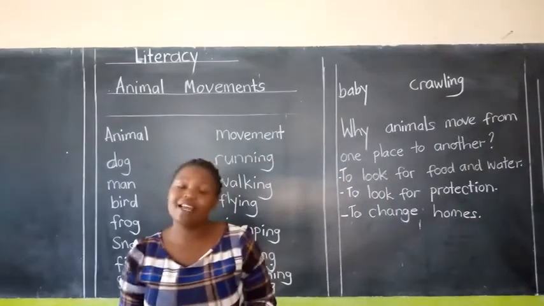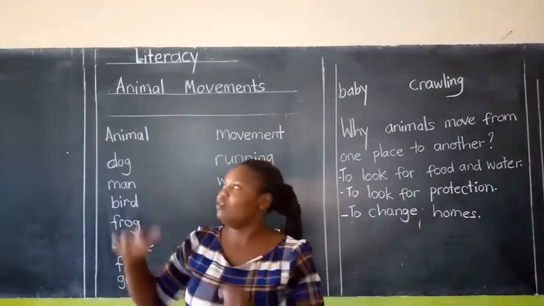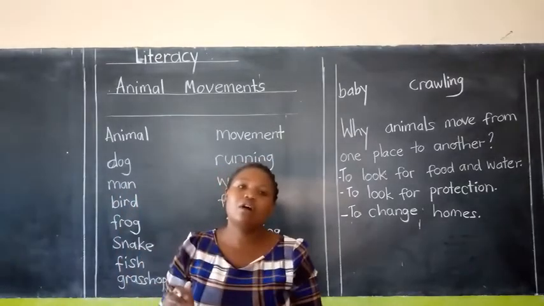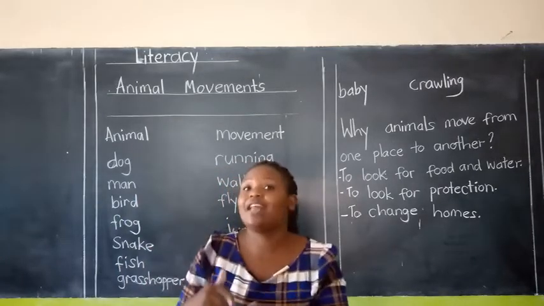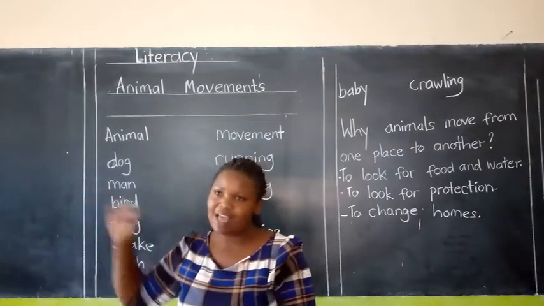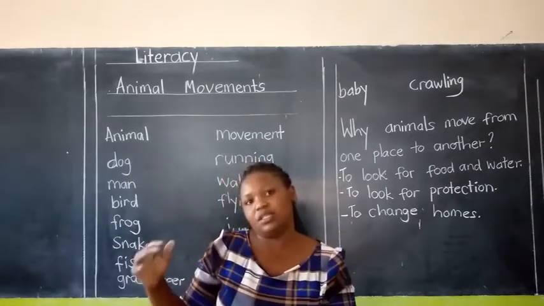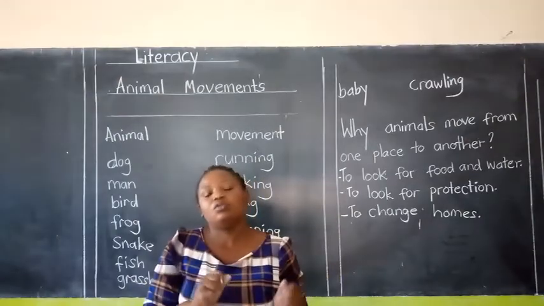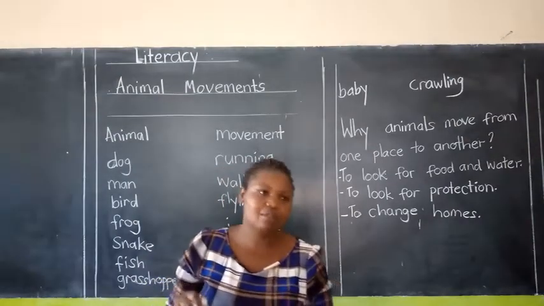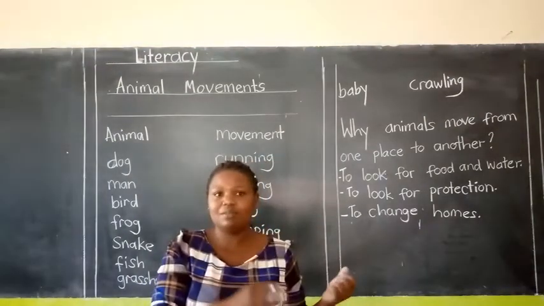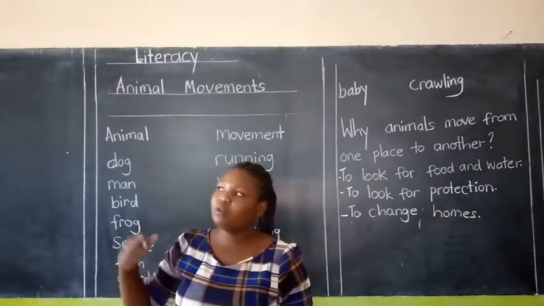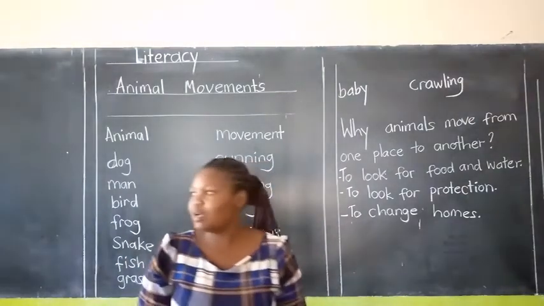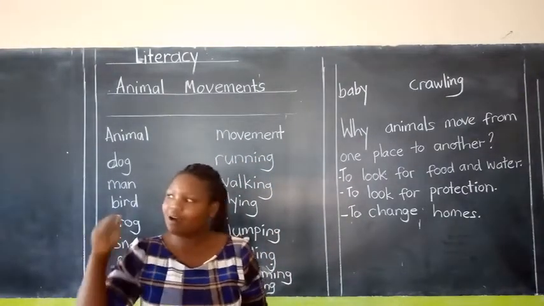For example, a bird on a tree will build a house here, and its house is called, how do you call it? You shall look at the houses of animals, but for now, let me call it its house. Now, when the bird builds its house, you will find that it will move away. Maybe when it sees that it is not comfortable in that place, it will be forced to move to another area to build that house. So animals move to change their homes.